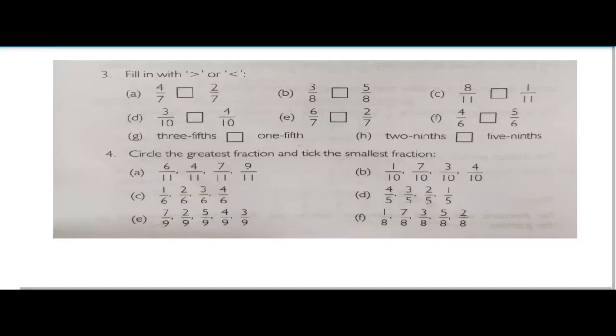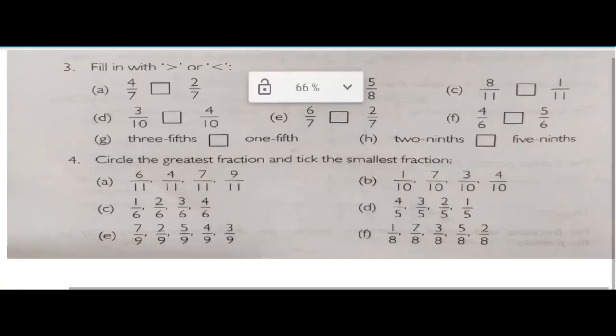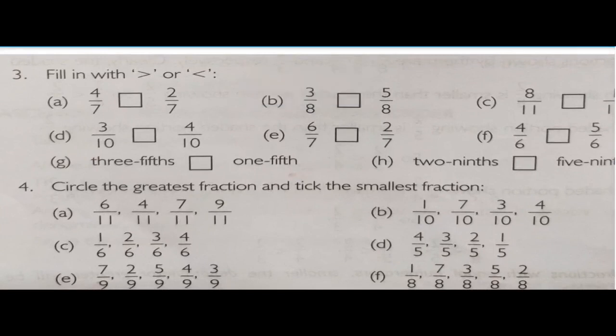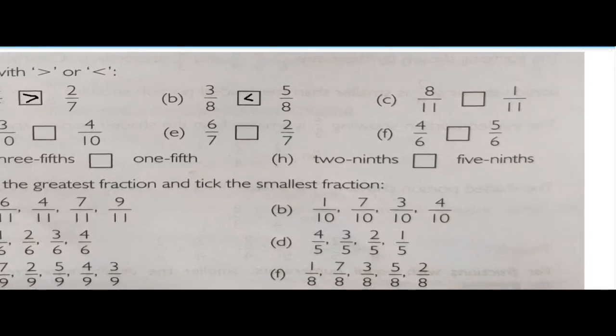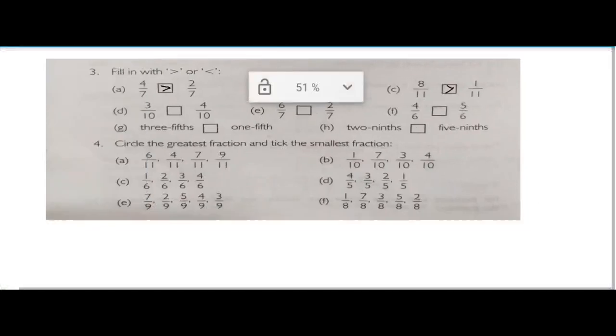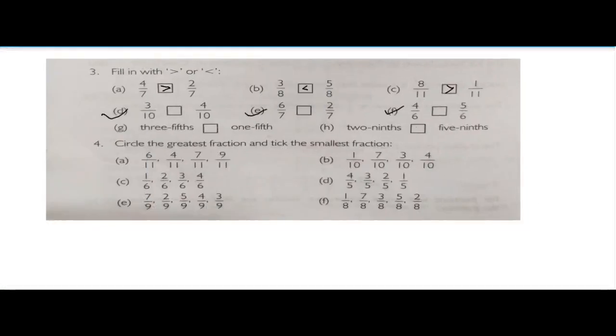Now next children, number 3. Put the greater than and smaller than sign. I have already told you which one will be the smallest fraction. Yes, the one which has the smaller numerator will be the smallest fraction. So here out of 4 by 7 and 2 by 7, 4 by 7 is greater, so we will put the sign towards 4 by 7. Here out of 3 by 8 and 5 by 8, 5 by 8 is greater, so we will put the sign towards 5 by 8. Here towards 8 by 11, and D, E and F you will do by yourself.